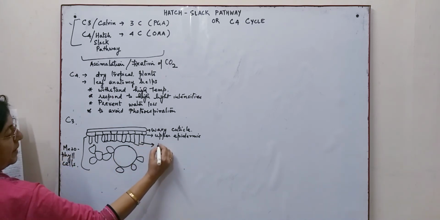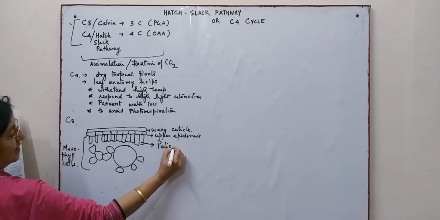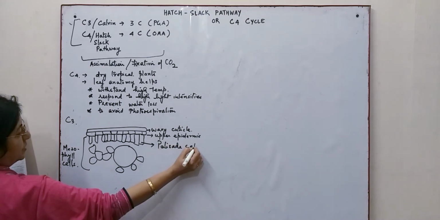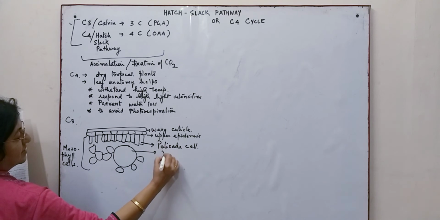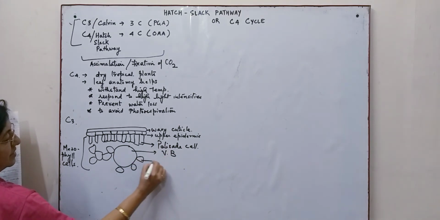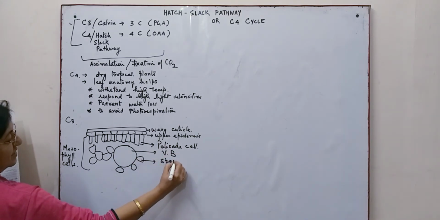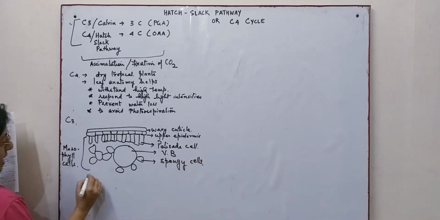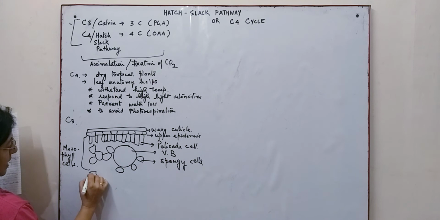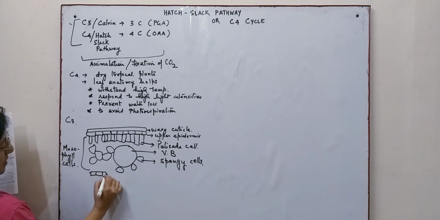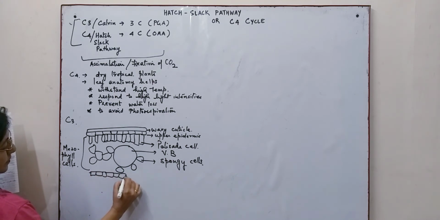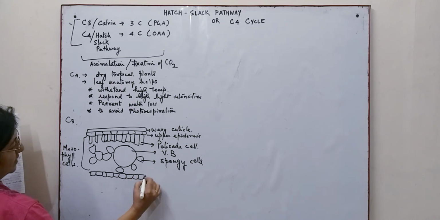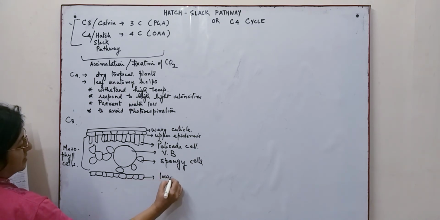This is the palisade cell, palisade mesophyll cell. This is the vascular bundle. These are the spongy cells. The vascular bundle consists of xylem and phloem. And this is followed by the lower epidermis. This is the lower epidermis.